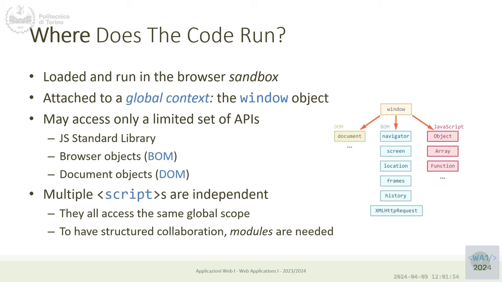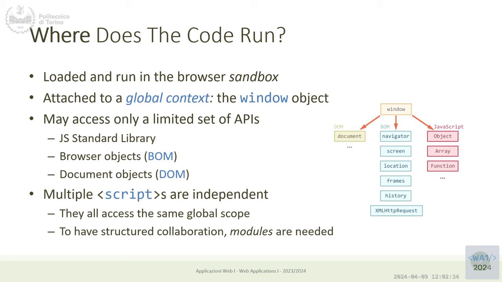So the JavaScript will be run in a sandbox, in an environment in which it only has very limited control over the resources that it can access. And basically, every resource it can access is a property of one object that the browser provides, that is called window. So window is a JavaScript object provided by the browser that corresponds to the current tab of your browser. Not the window, because the window may have different tabs, and every tab is on a different web page. But the tab in which my web page is running is represented by the object window.